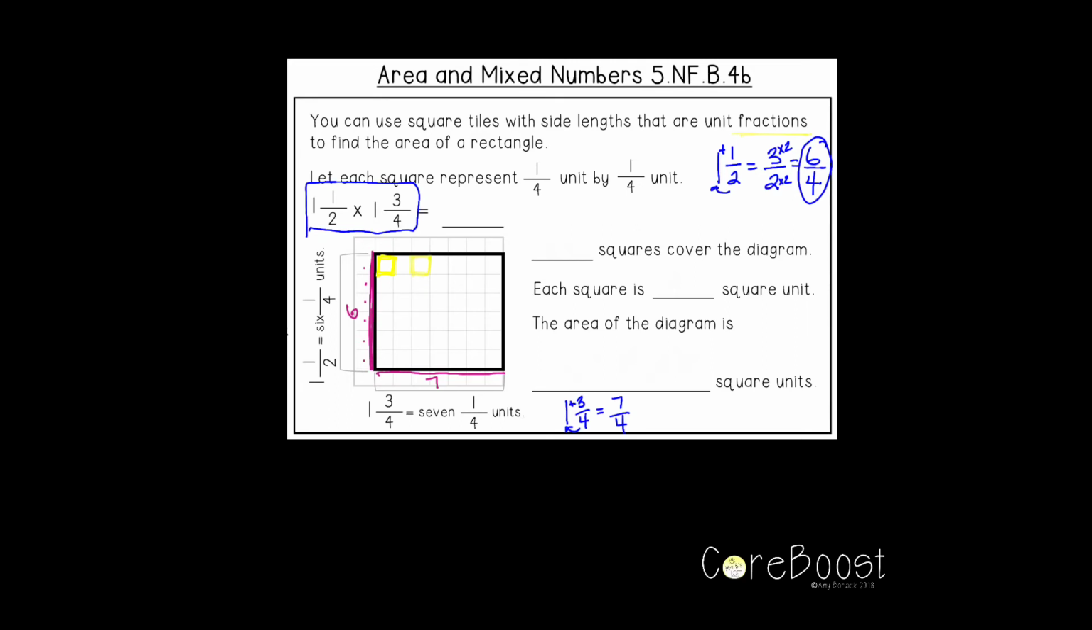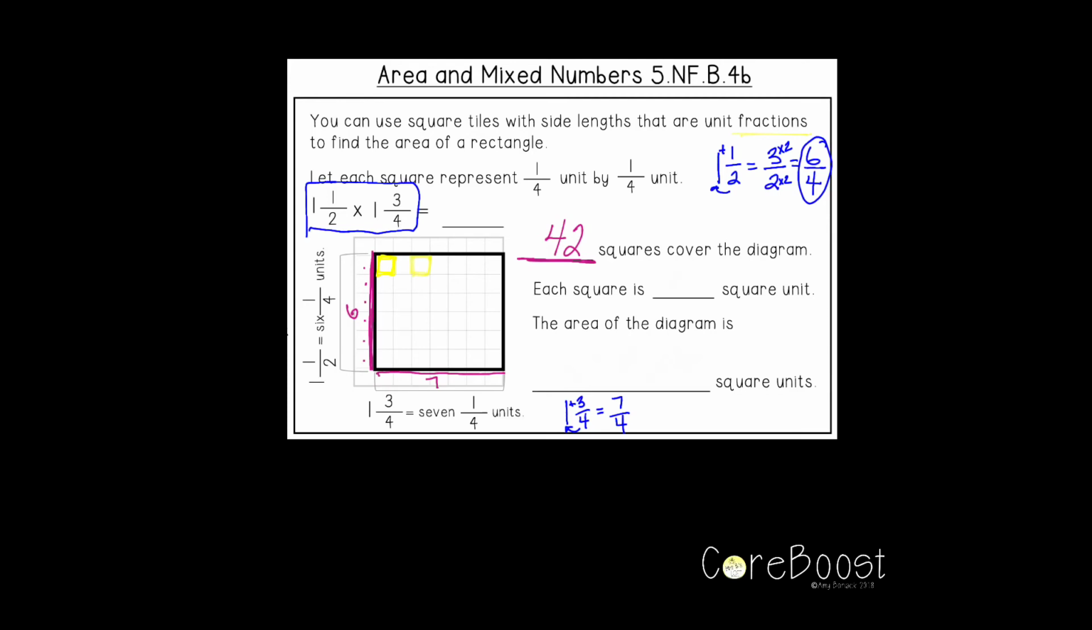Now let's fill in these blanks. Right here, how many squares cover the diagram? Well, I know my figure here, my rectangle, is 7 squares by 6 squares. So if I multiply 6 by 7, I know that there are 42 squares that cover that rectangle, right? And each square is 1/4 unit by 1/4 unit.